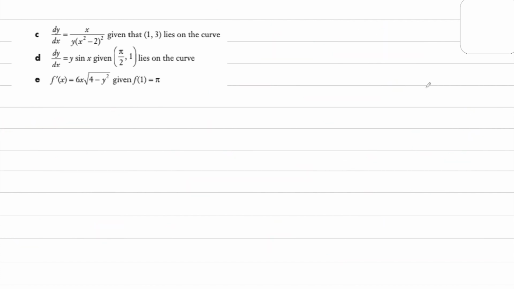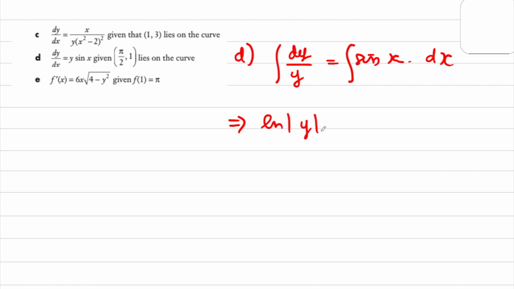We finish this one. Question D, you got the trigonometric equation. Yeah, a little trigonometric. So the first step, I got dy over y equals sine x times dx. Integral, ln absolute value of y, and then you got minus cos x plus c here. And after that, you will get ln 1, minus cos pi over 2 plus c.